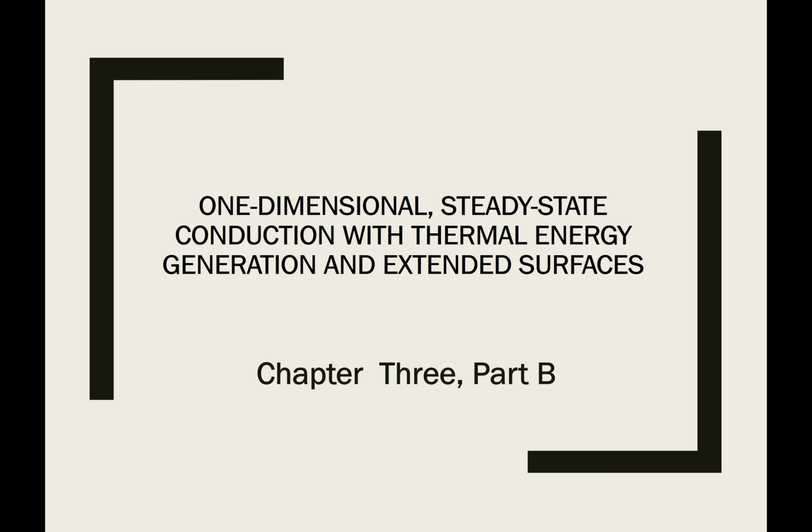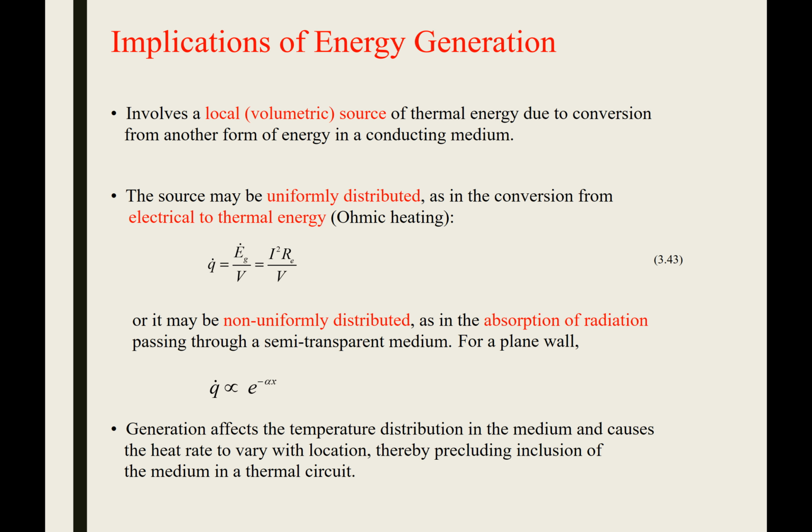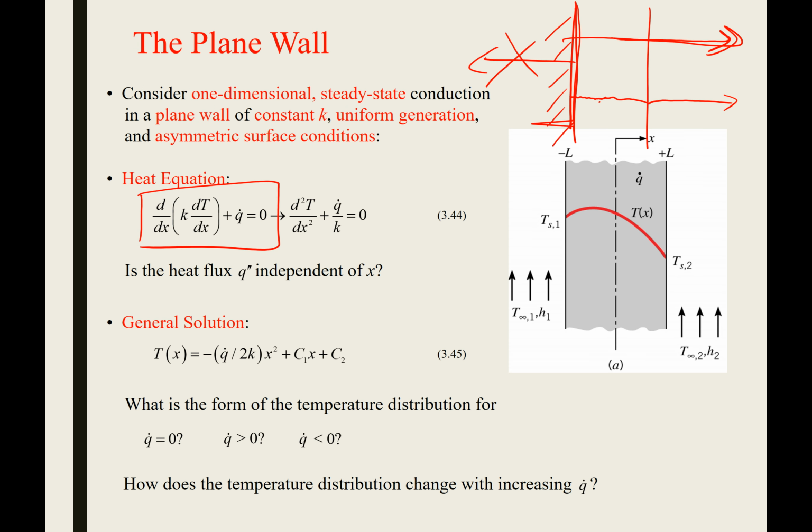So we're now into the last third of chapter 3, where we're wrapping up one-dimensional conduction. Last week we started talking about generation and the implications of having generation. You're still solving the heat equation in one dimension, but now you get this extra generation term, and typically that'll just be a constant, although it doesn't necessarily have to be. So we're talking about heat flow through a plane wall.